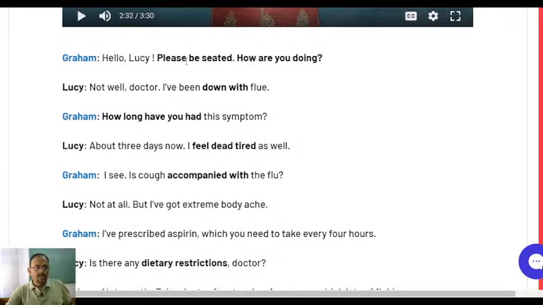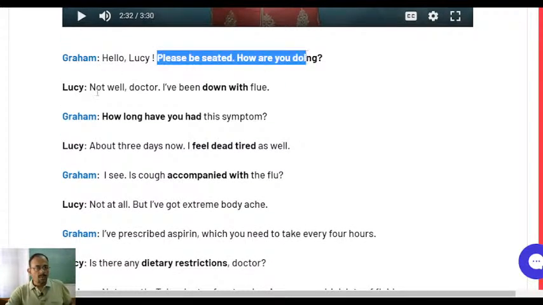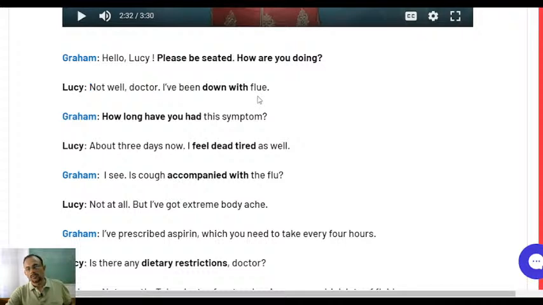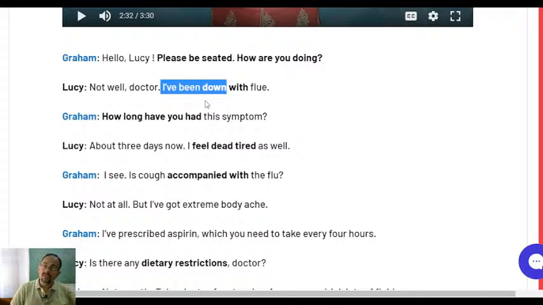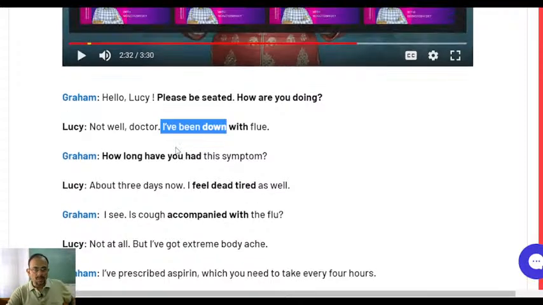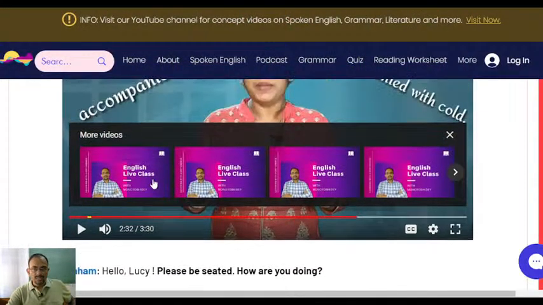So you see here, please be seated. How are you doing? Not well, doctor. I've been down with flu. So always remember, I've been down means I was suffering from flu, or I have been suffering from flu. In spoken English, we do not say suffer from. We say I've been down with temperature. I've been down with some disease. So instead of saying I am suffering, you said I've been down with flu. So this is what was said here actually, right?